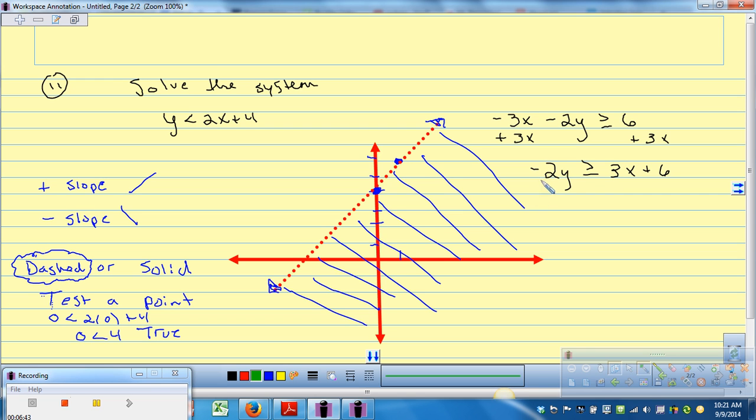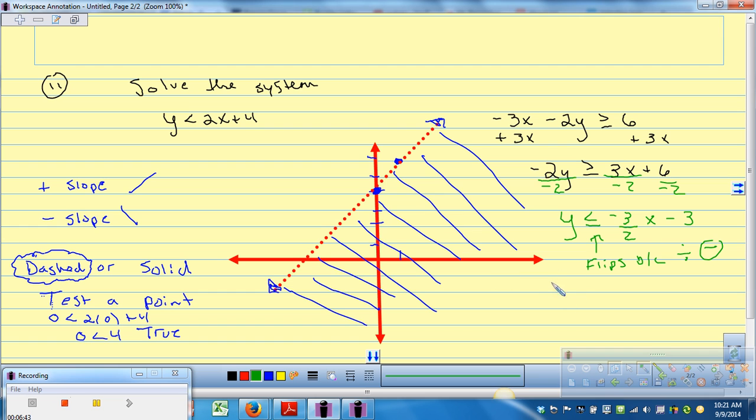Divide by negative 2. 3 lines. I want to see 3 lines. We're dividing each thing by negative 2. And I get y, what? It's less than or equal to. The inequality flips because we divided by the negative. It's less than or equal to negative, just leave that as a fraction, 3 over 2 x minus 3. So this flips because we divided by a negative.